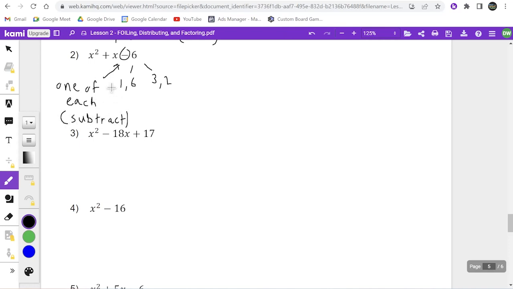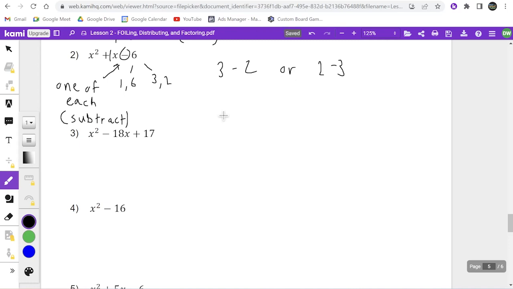The numbers need to subtract to what? Well, what's the middle number? The middle number is plus x. Remember, there's an invisible 1 there, so they need to subtract to 1. Well, 1 minus 6 is 5, or negative 5. It doesn't matter. It's not 1. And then 3 minus 2, that's 1. But now we need to figure out the right order. It's either going to be 3 minus 2, or it's going to be 2 minus 3.